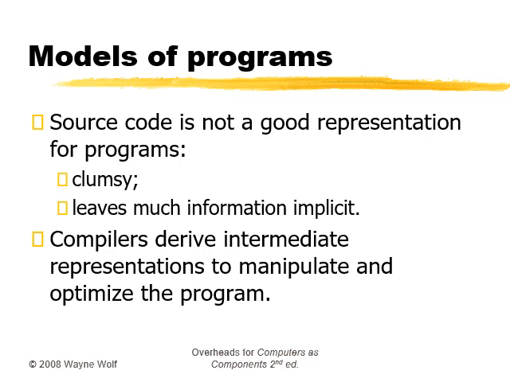So source code is not a good representation of program. It is clumsy, leaves much information implicit, and compilers derive intermediate representations to manipulate and optimize the program. So our fundamental model for program is the control data flow graph. So our fundamental model of the program is CDFG, which we are going to see in the next slide.